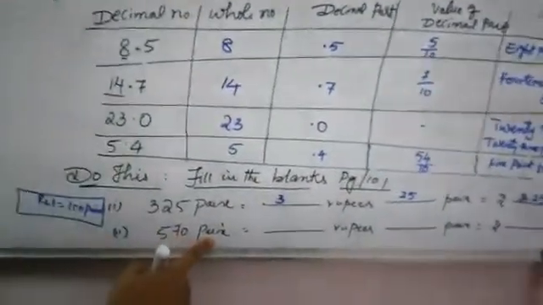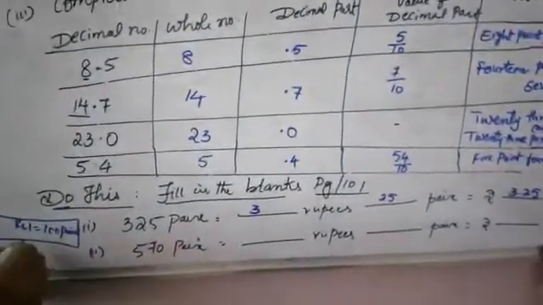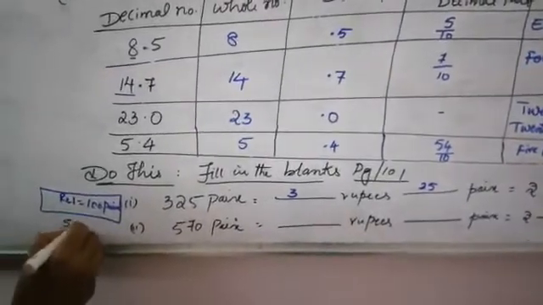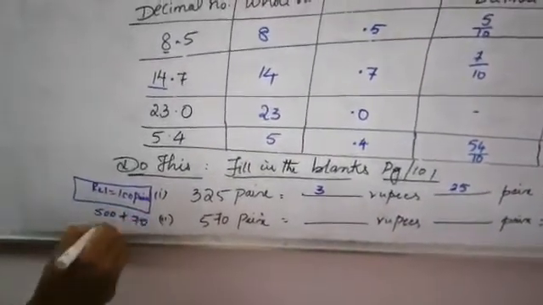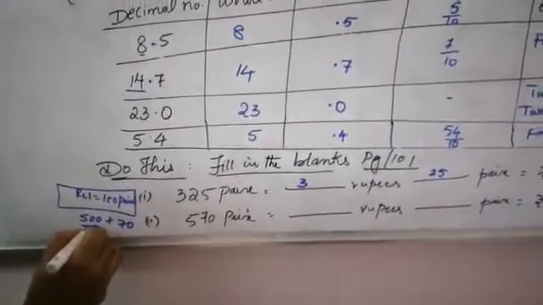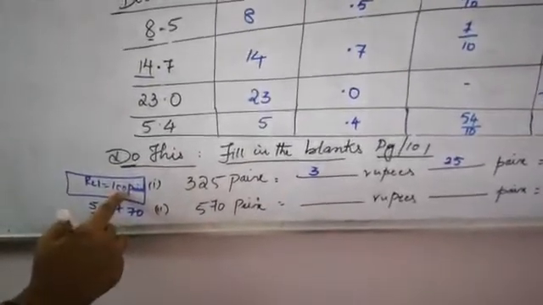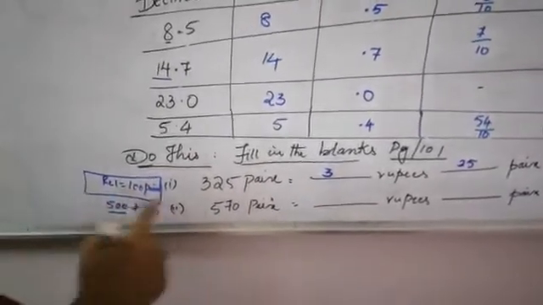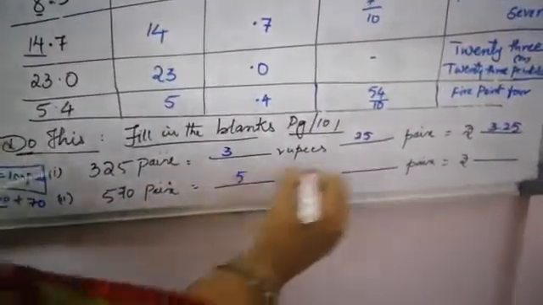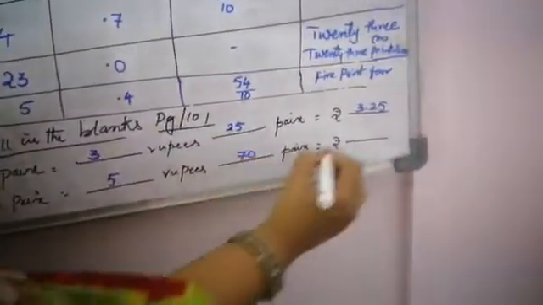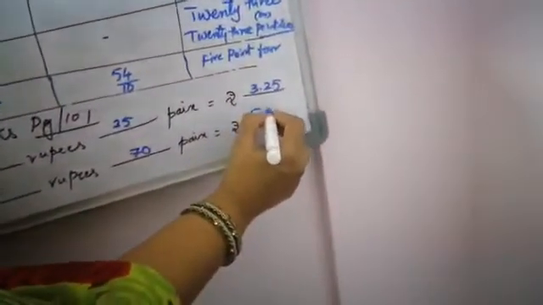Now 570 paise. Again 500 plus 70. 500 paise is nothing but 5 rupees, because 100 paise is equal to 1 rupee. 500 paise is equal to 5 rupees. So 5 rupees 70 paise. So you can write 5.70. One more bit is there.